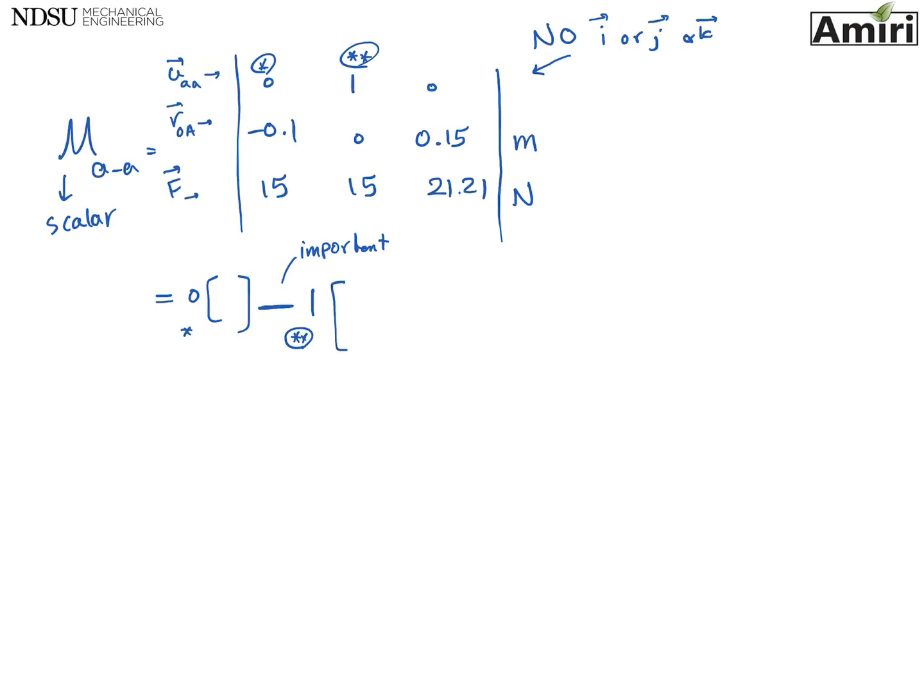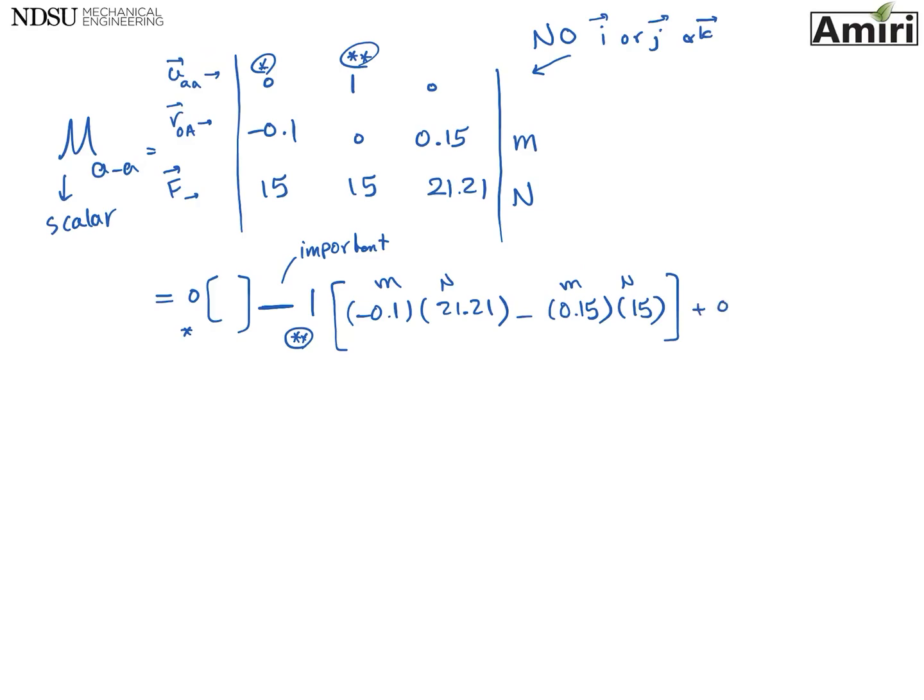And I get rid of the row and column that one is located in. All I've left is minus 0.1, 21.21, minus 0.15, and 15. So it's going to be minus 0.1, 21.21, minus 0.15, 15, meters, Newton, meters, Newton.